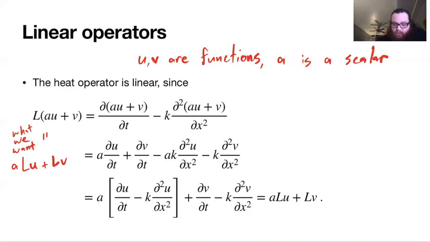So we're applying this operator, this heat operator L, to this linear combination Au plus v. And so what does the heat operator do? Well, take whatever function you have, in this case Au plus v, take one time derivative, and then subtract k times 2 spatial derivatives. So this equality is by definition of what this operator L is doing.